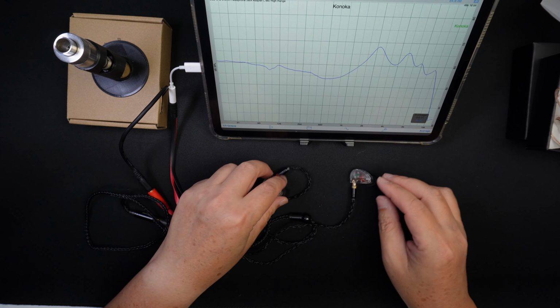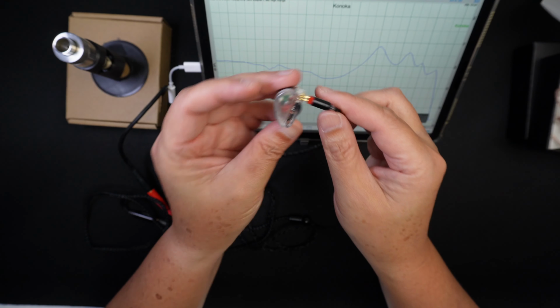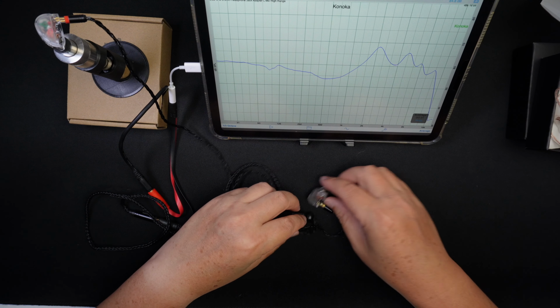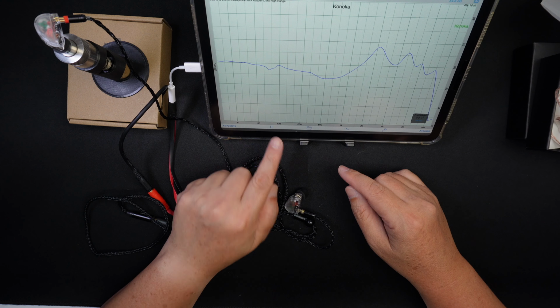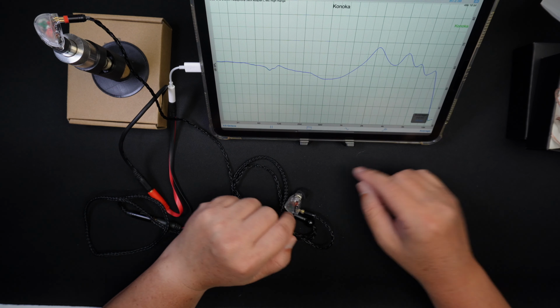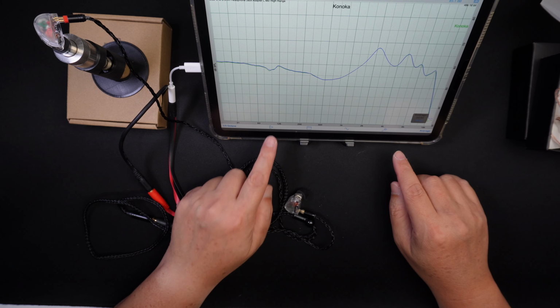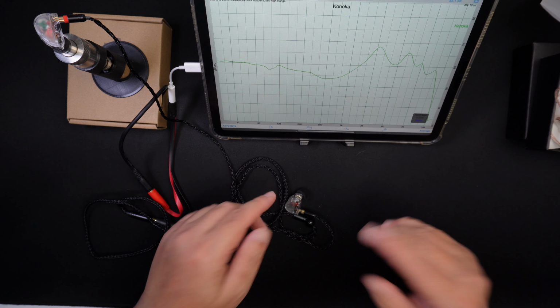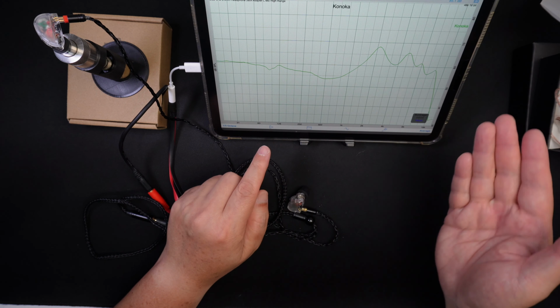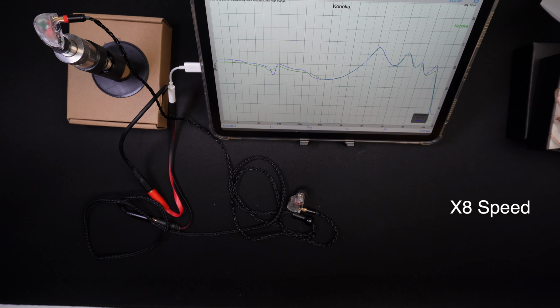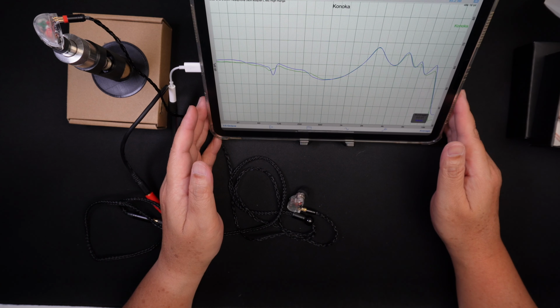Now let's take the left side out, and this is the right side. Let's put the right side in. Okay, and do a volume check. Okay, so I need to increase the volume a little bit. Okay, about there. So let's reset, and let's do the test to see if the left and the right side matches. Let's go. Okay, so I'm done with my test.